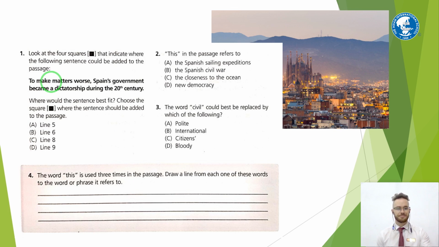Number 4, the word this is used 3 times in the passage. Draw a line from each one of these words to the word or phrase that it belongs to. So in the 3rd sentence, we were talking about closeness to the ocean. 5th sentence links to conquered large pieces of land, and the 7th sentence links to civil war.